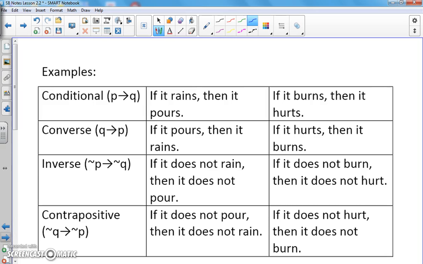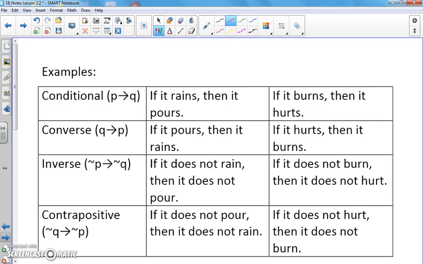We have the conditional, if it rains, then it pours. The converse switches those phrases, so now it says if it pours, then it rains. The inverse negates, if it does not rain, then it does not pour. And the contrapositive does both. If it does not pour, then it does not rain.